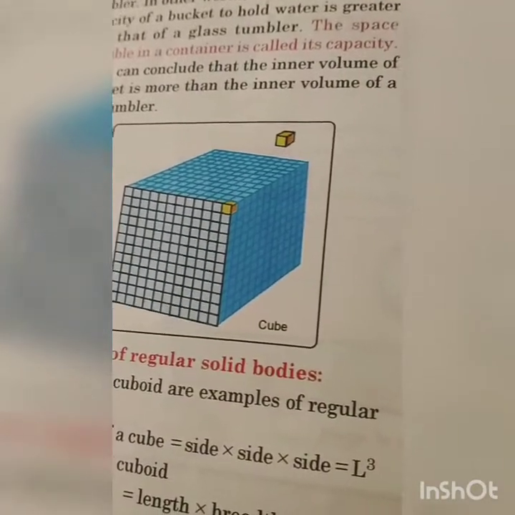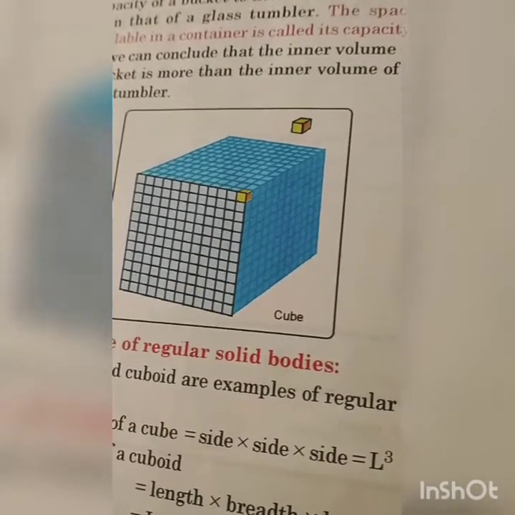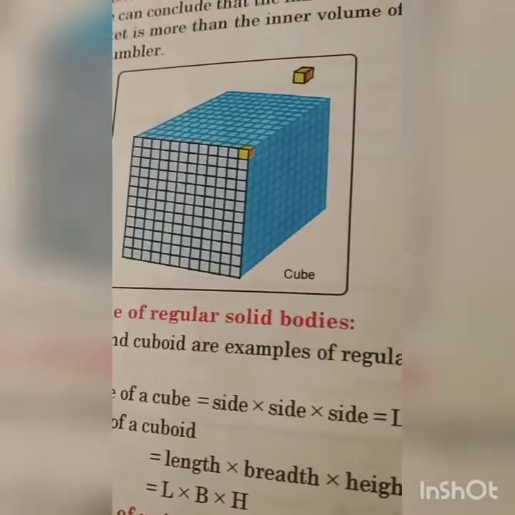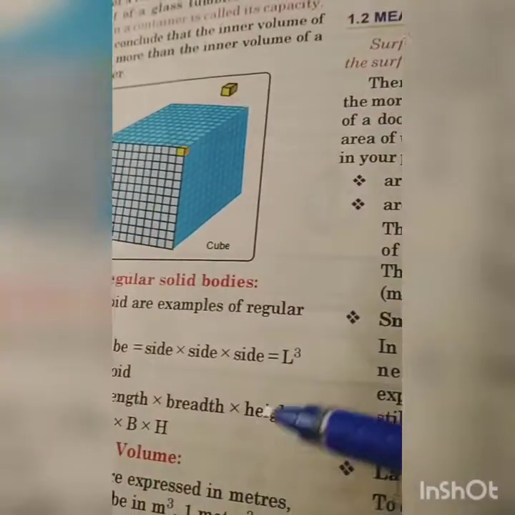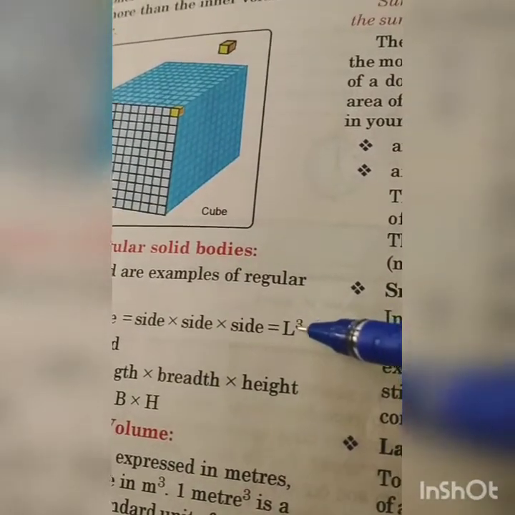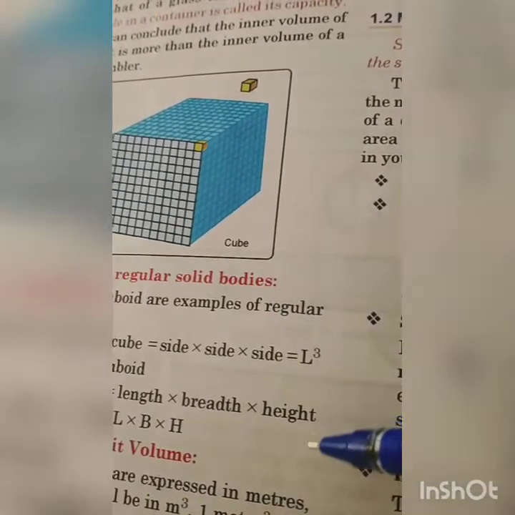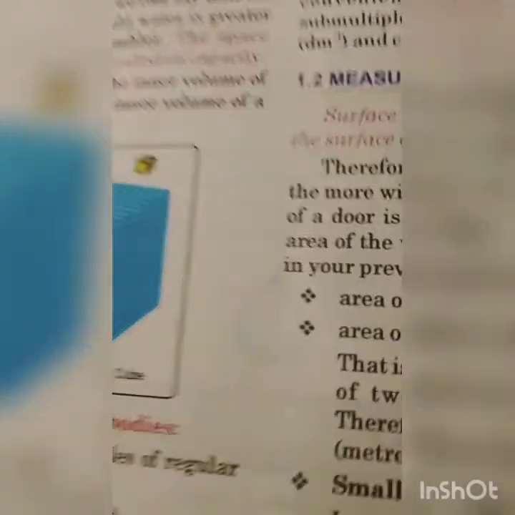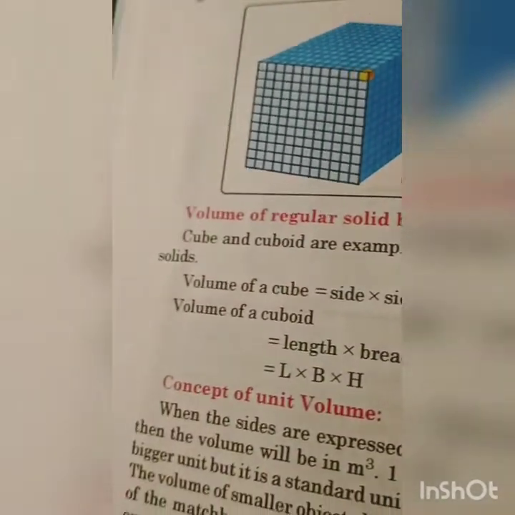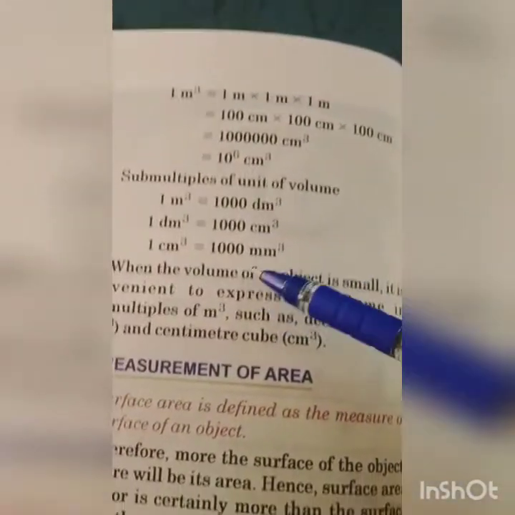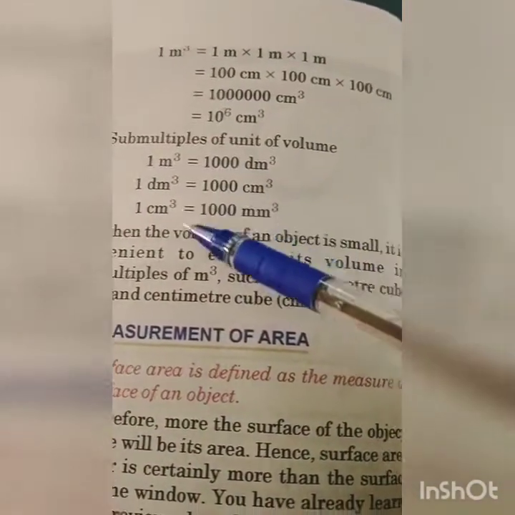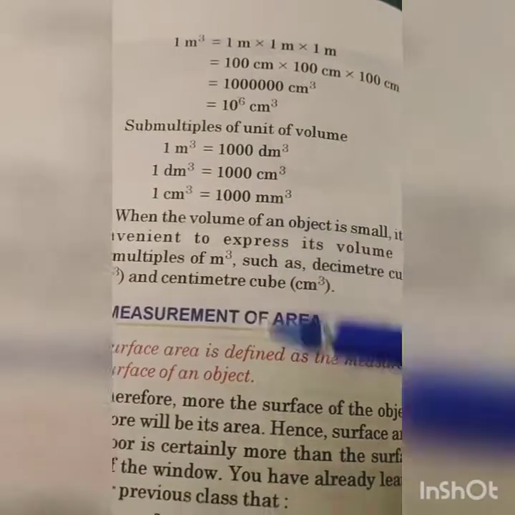So it has three dimensions: length, breadth, and height. That's why its unit is always a cube. Its standard unit is the SI unit, meter cube. Now there are some multiples also. I had already explained them, you better learn them.